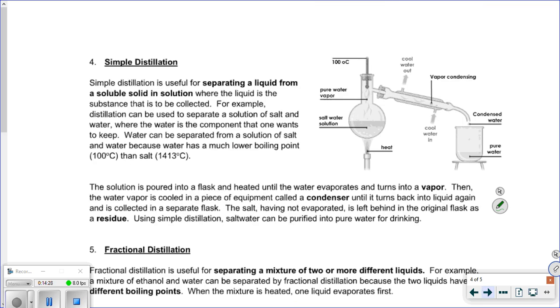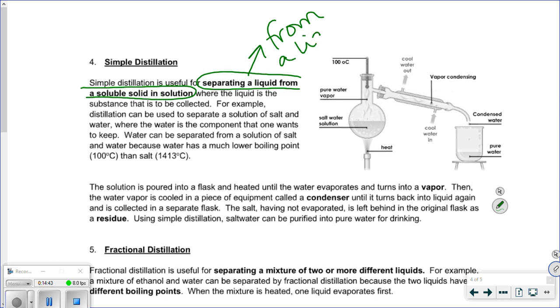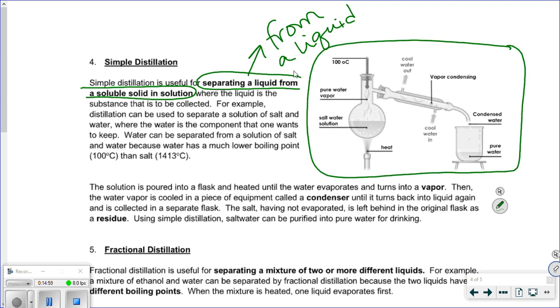Distillation. So we talked about this before, if you do recall. The big thing about distillation is that it's for separating a liquid from a solid, or better yet, a liquid from a liquid. That's what it's really good for. This isn't a great representation here, but I do like this little setup because that is what it looks like.